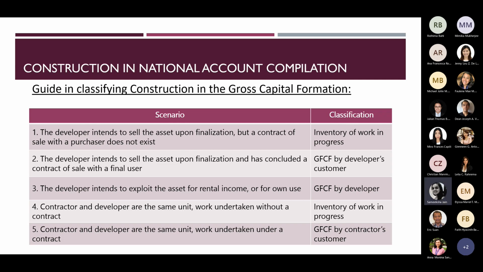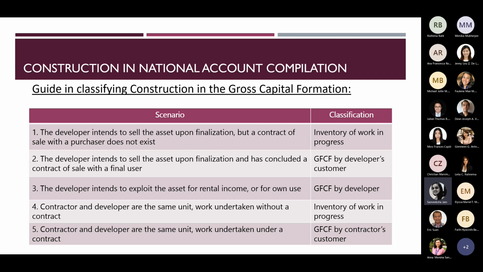The third category is if the developer intends to exploit the asset for rental income or for own use. For example, if they're building a commercial property and giving it out for rent to shopkeepers, and they're building it out themselves, then this becomes the gross fixed capital formation of the developer itself.